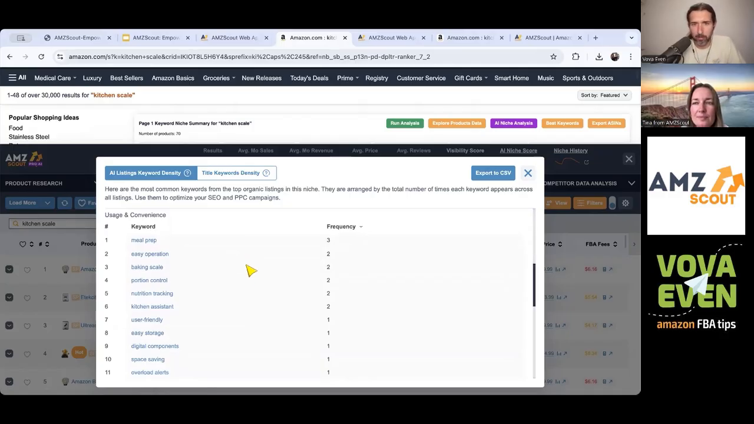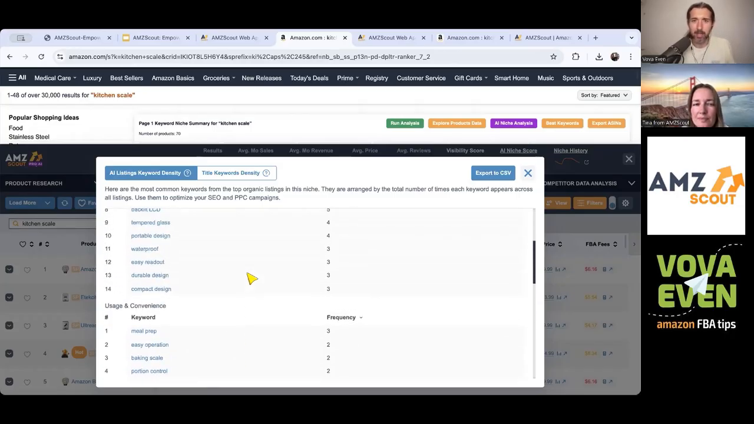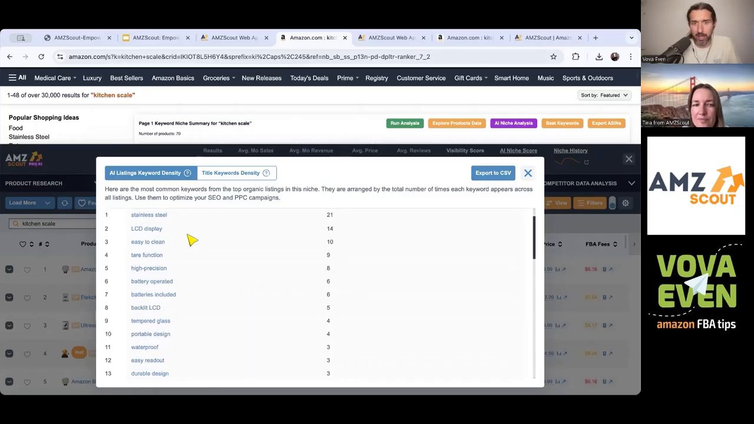So based on the amount of, for example, stainless steel or LCD display, it can give us ideas for what to include in our listing to describe the product, but it can also help us understand what sellers think buyers want. So easy to clean, for example, we can emphasize that. Or maybe we can take ideas like backlit LCD, as we can see there. Maybe that can be a feature on our product.